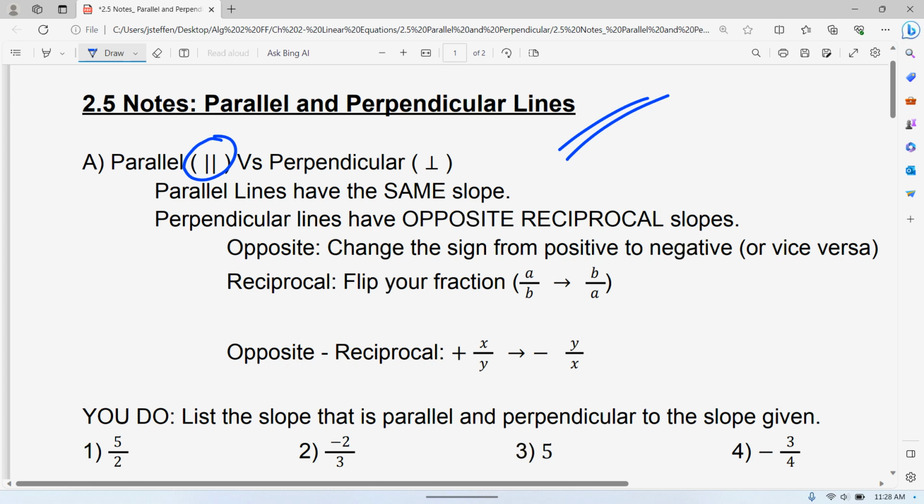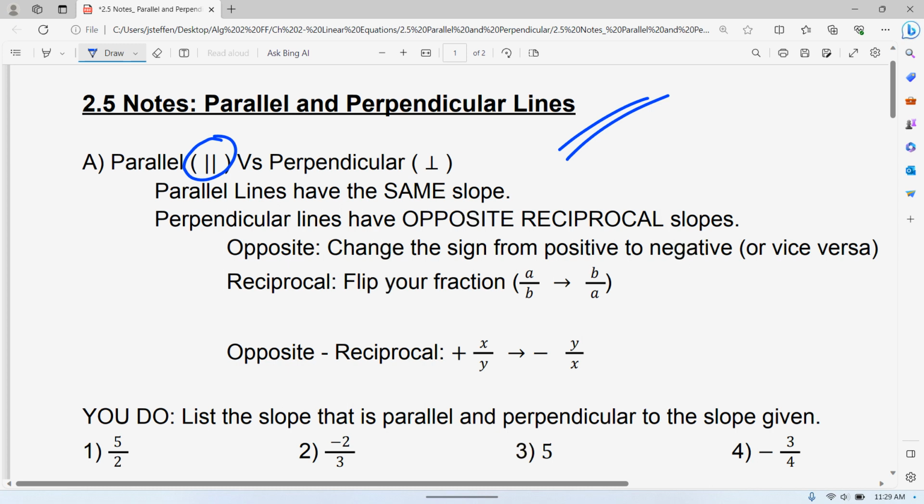The place that a lot of students struggle is that perpendicular lines have the opposite reciprocal slope. What the opposite reciprocal means, so there's two parts. The opposite means it's a positive to negative or negative to positive. So if you have a positive slope, the opposite is a negative. If you have a negative slope, the opposite is a positive. The reciprocal is where you take your slope, that fraction, and flip it. So with A over B, the reciprocal is B over A. If I have 2 over 3, the reciprocal is 3 over 2. It's not rocket surgery, you just flip it.